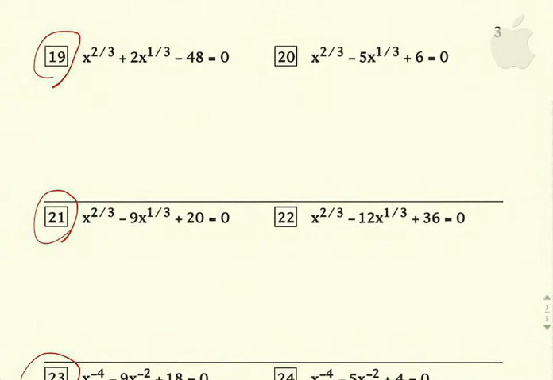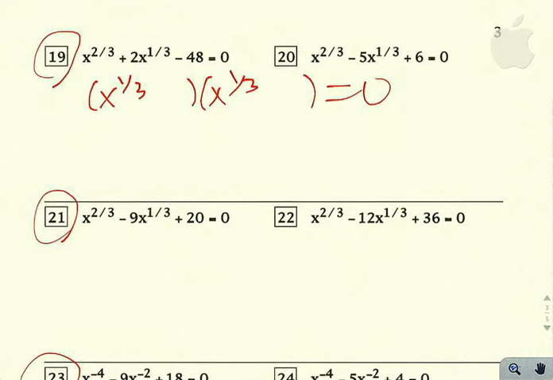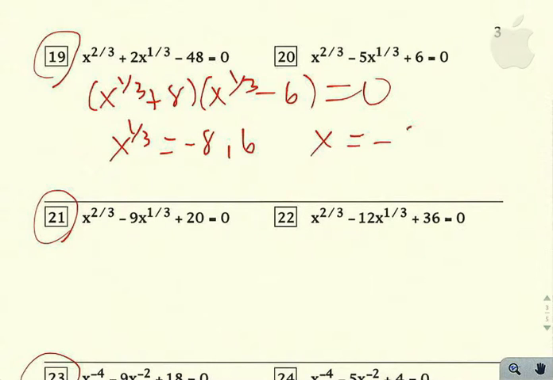Number 19. This would go x to the 1/3, x to the 1/3. Two numbers that work here that multiply out to negative 48 and add up to 2 would be plus 8 and minus 6. So x to the 1/3 is minus 8 or 6. X then is minus 8 cubed and 6 cubed. So x then would be, let's see, minus 512, and 6 cubed, which is 216.